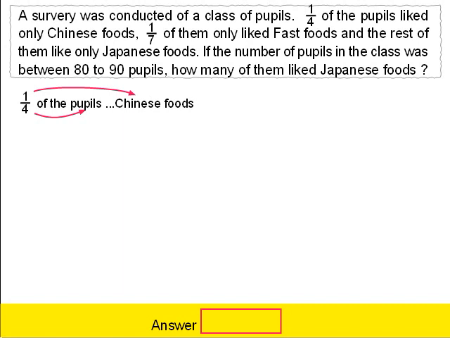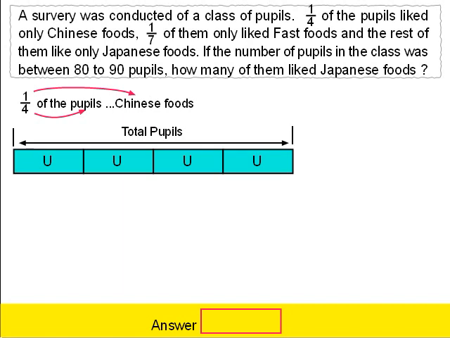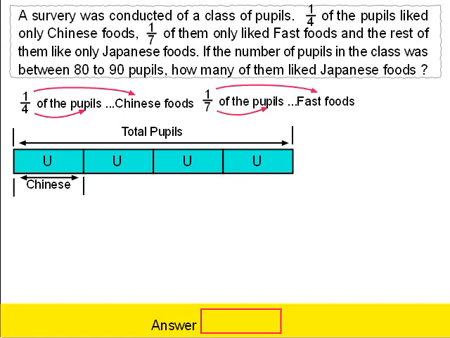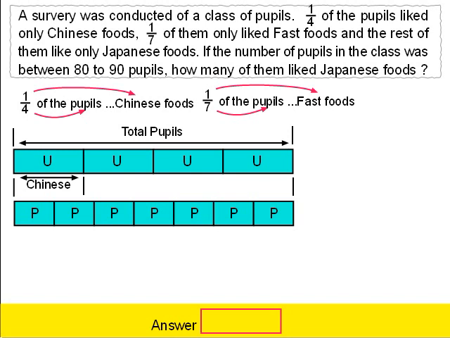That means the total number of pupils is represented by 4 units. And out of these 4 units, 1 unit like only Chinese food. So we put it down. Alright. And the next statement says that 1/7 of the pupils like only fast food. That means to say we want the total number of pupils to be 7 parts. Out of 7 parts, only 1 part like fast food.